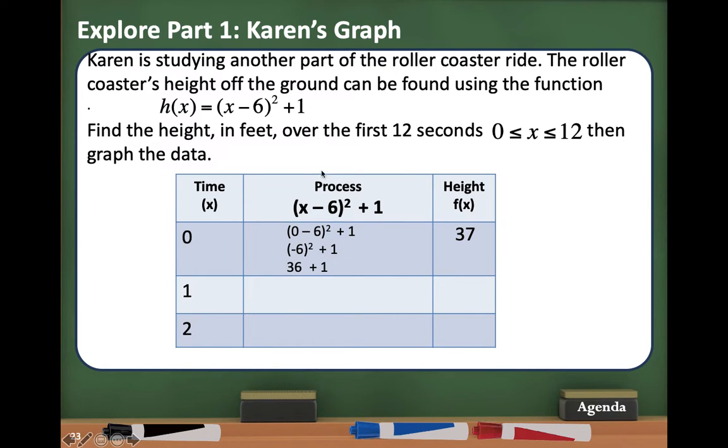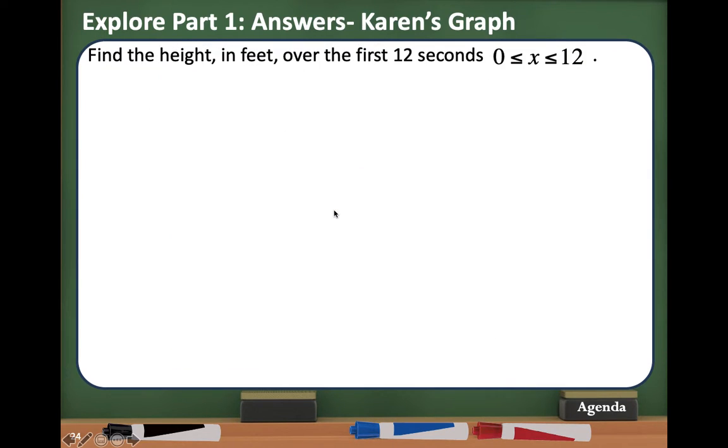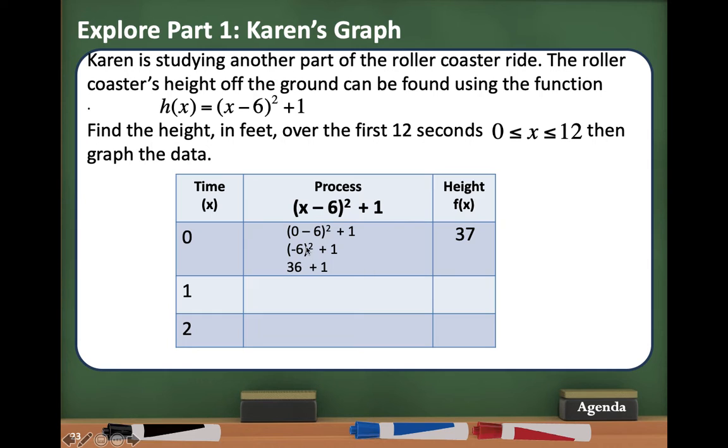You do the same thing. You put 1 into this function. You do 1 minus 6. No, you put 1 minus 6, you get negative 5. Then you square it, and you add 1.